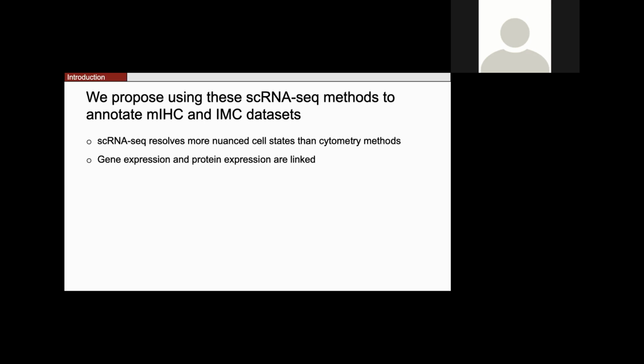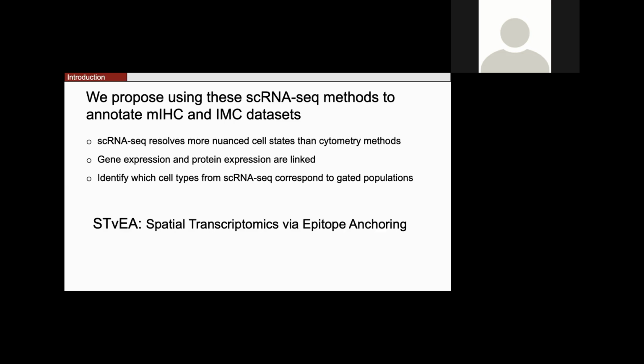And then, since we know that gene expression and protein expression are linked, if two cells have similar antigenic profiles, they likely have similar transcriptomic profiles and cell types and states, which means that we can use cells from CiteSeq to identify similar cells in the multiplexed immunohistochemistry or imaging mass cytometry data sets and map their cell types so that we can annotate the gated populations from those data sets. So we built this computational method. We call it STEVIA for spatial transcriptomics via epitope anchoring.